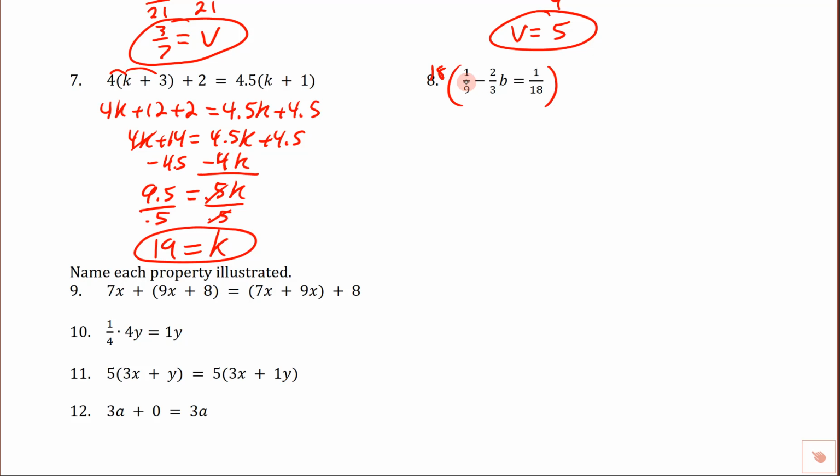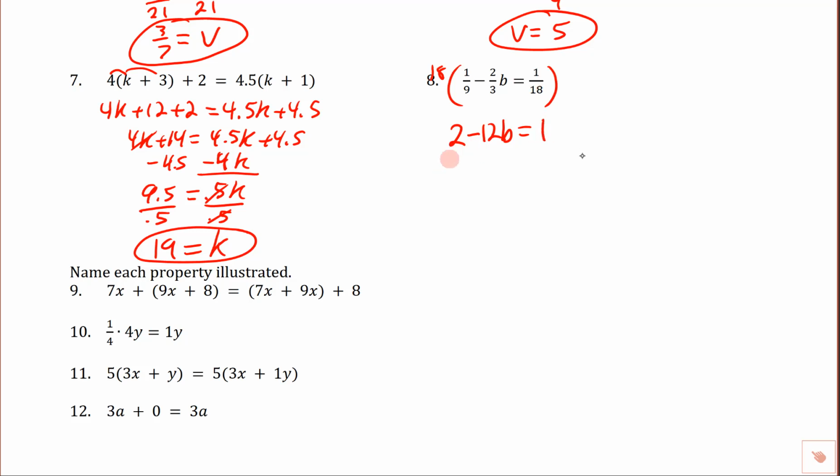So when we multiply the term 1/9 by 18, we get a 2. Because the 9 and the 18 cancel, the 18 cancels to be a 2. The 3 will cancel with the 18 to be a 6, so this is going to be 6 times 2, so that's going to be negative 12b. And then over on the other side, we have 18 times 1/18, that's going to be a 1.